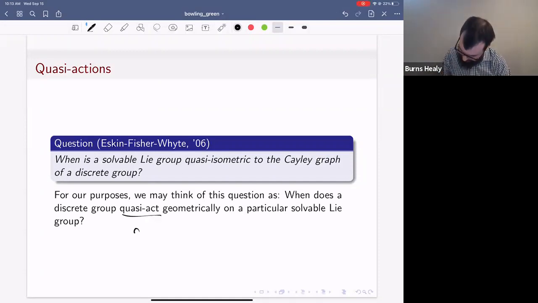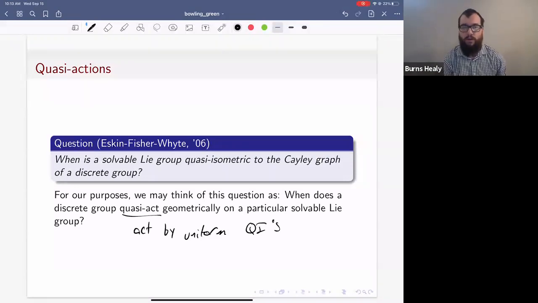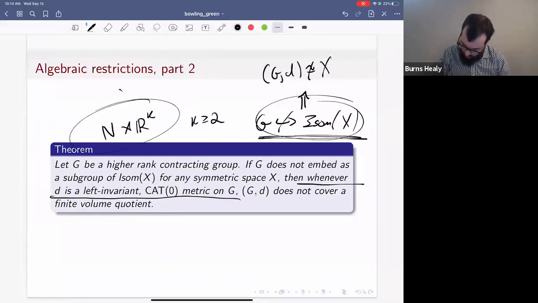So this is sort of acting by uniform quasi-isometries on your solvable Lie group. That's one of the inspiring questions for this whole project. And so they give an example of a solvable Lie group that is not QI to a Cayley graph for a discrete group, and so does not get quasi-acted on geometrically by a discrete group. Notice that these groups are always solvable. That's just an algebraic verification. No matter how you form them, they are solvable.